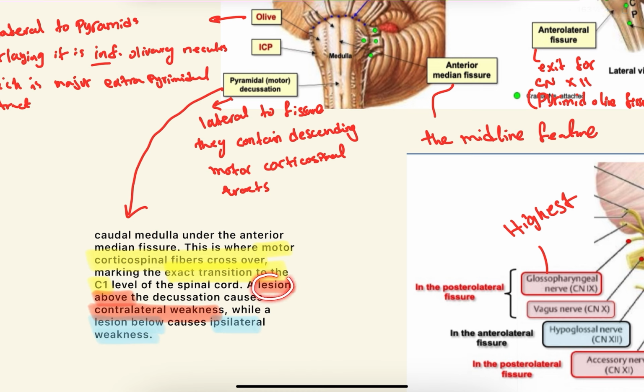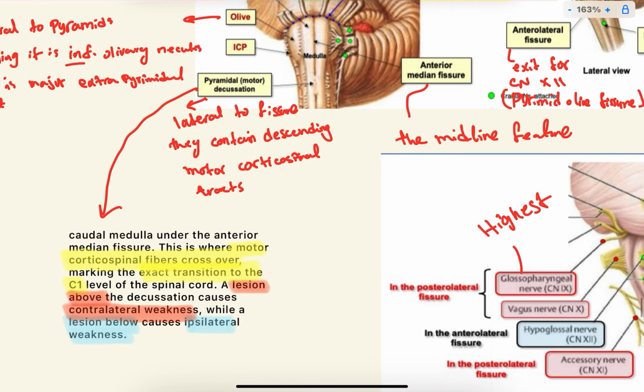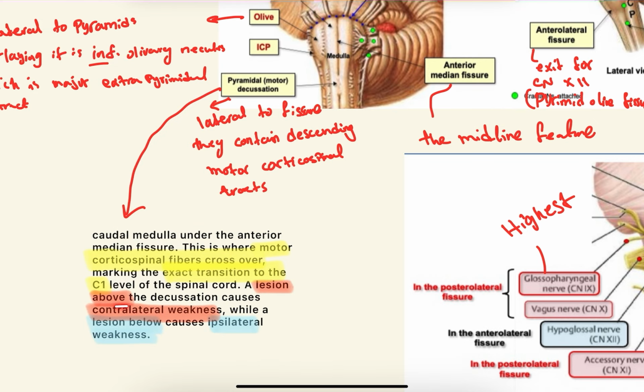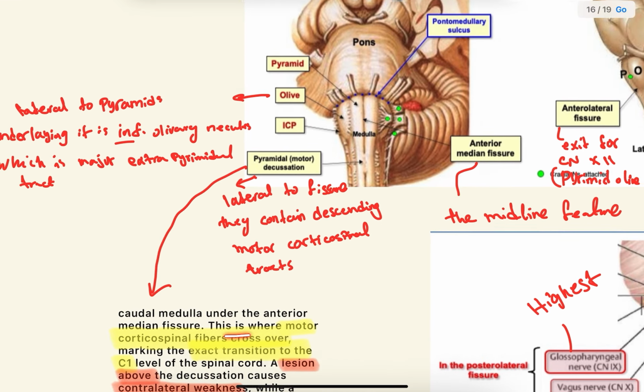Now, if there is a lesion that happened above the decussation, it will be contralateral, whereas if it was below, it will be ipsilateral. And again, remember it from the video of the tract, the tractology. We said if it's above, before it decussates, it will be contralateral. But after decussation, it will be what? Ipsilateral weakness.